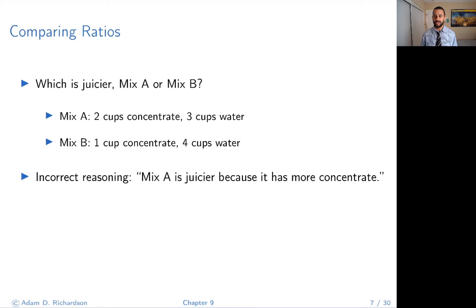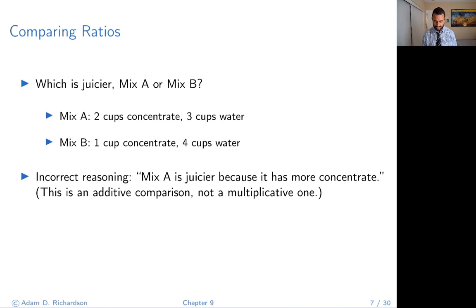Okay, so this is one thing you have to watch out with your students. So this question, which is juicier, mix A or mix B, 2 cups concentrate, 3 cups water, 1 cup concentrate, 4. The incorrect reasoning is this, and you'll hear students say this a lot. Mix A must be juicier because it has more concentrate. But remember, that's not really what it is. It's not so much the amounts themselves when looked at individually, it's their ratio, right? It's how they compare multiplicatively. See, that's an additive comparison. But a multiplicative comparison is the more edifying one here. The multiplicative comparison lets us actually answer the question.